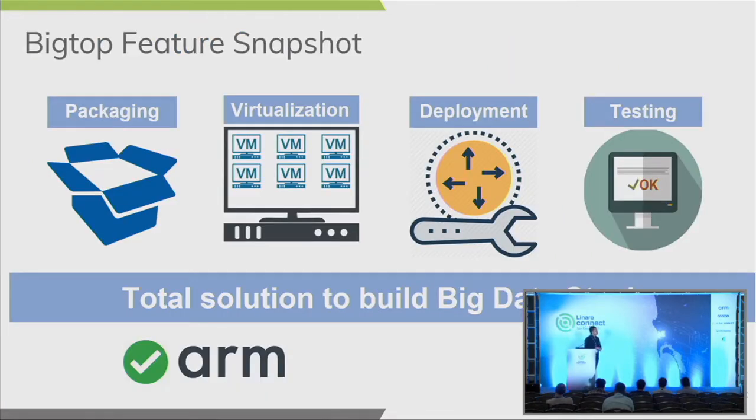And this is the Bigtop future snapshot. Bigtop is a total solution to build big data stacks. Bigtop packages the Hadoop RPMs and Debian artifacts so that you can manage, maintain, and deploy your own Hadoop cluster. For virtualization, Bigtop provides Vagrant recipes, raw images, and Docker recipes to help users deploy the whole Hadoop ecosystem from zero.